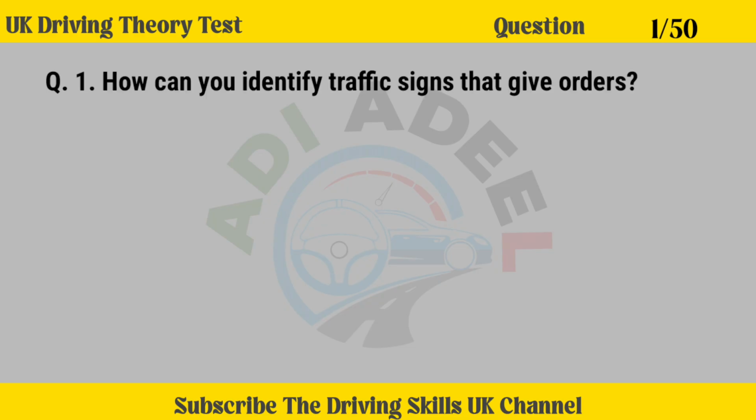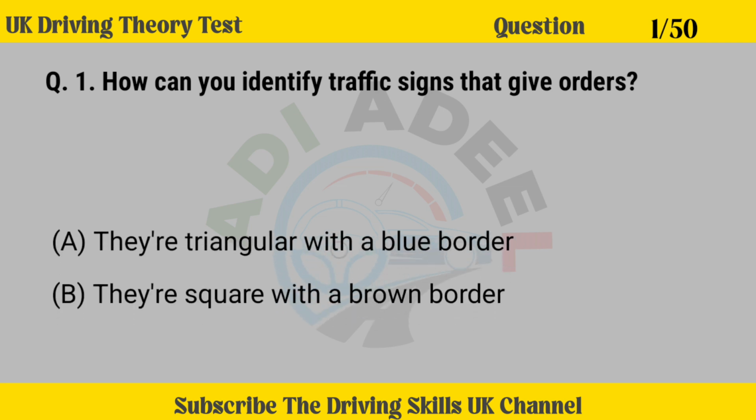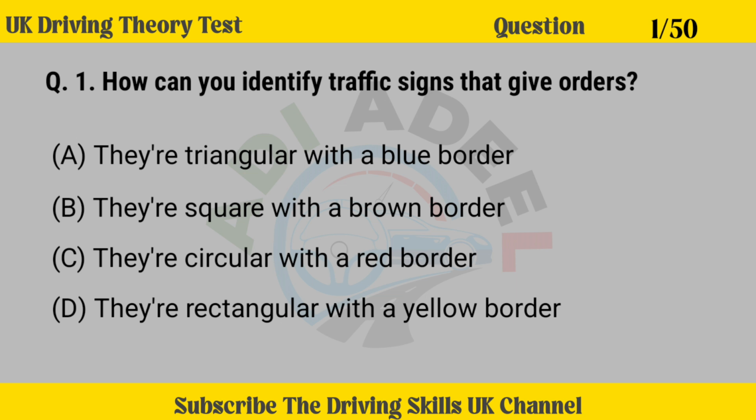Question 1. How can you identify traffic signs that give orders? A. They're triangular with a blue border. B. They're square with a brown border. C. They're circular with a red border. D. They're rectangular with a yellow border. The right answer is C. They're circular with a red border.